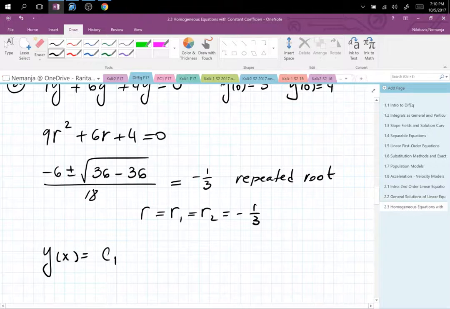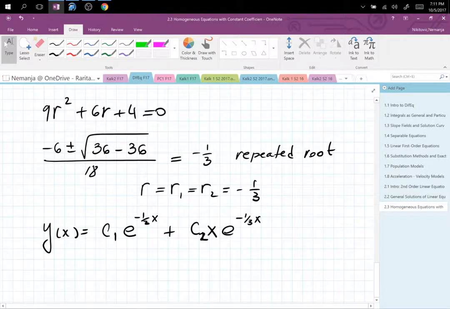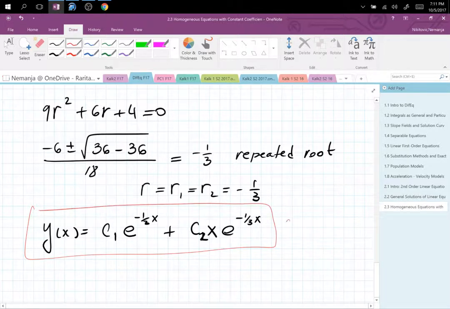So you just write the solution because you memorized the form. It's c1 e to the negative 1/3 x plus, and since it's a repeated root, you have to multiply by x, so c2 x e to the negative 1/3 x. It's not r, it's x. And this is the general solution, right?